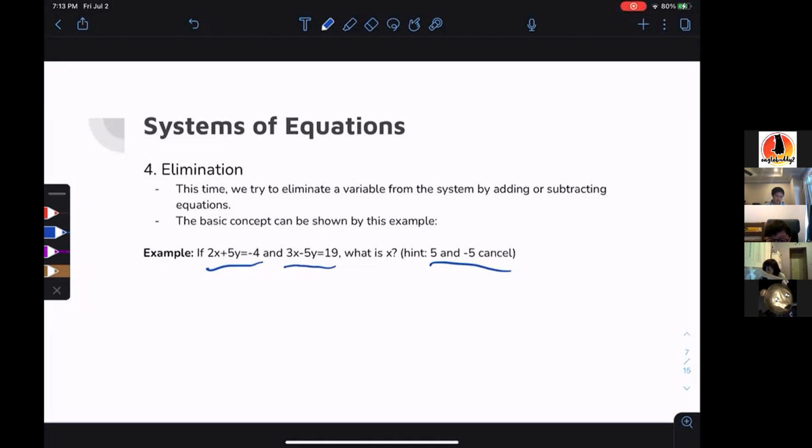Adding the two equations, you get 5x equals 15. Dividing by 5 on both sides, you get x equals 3.